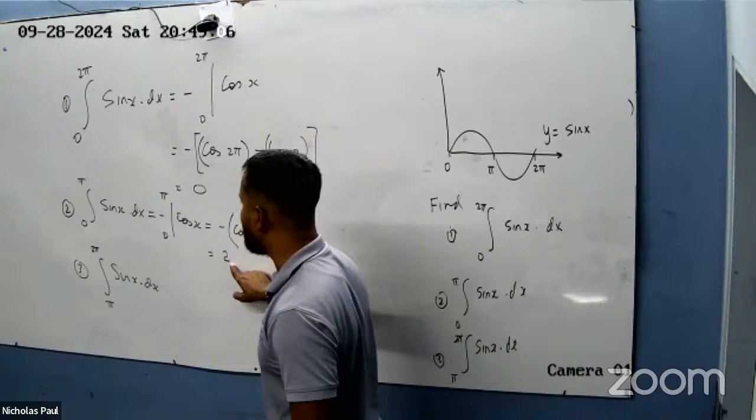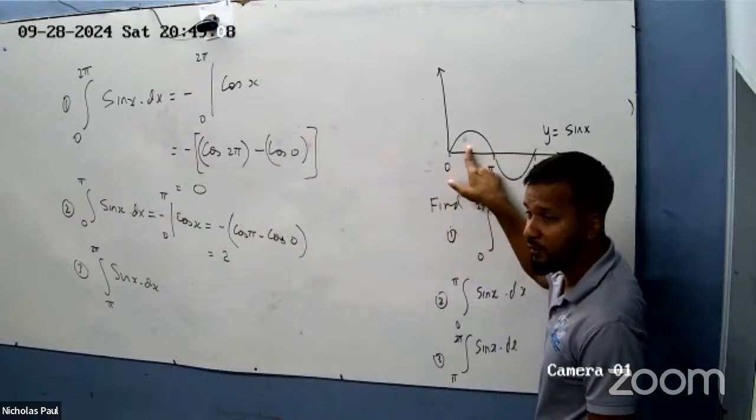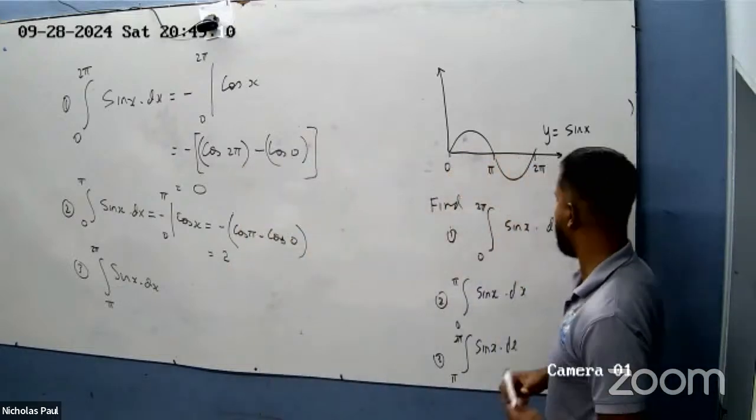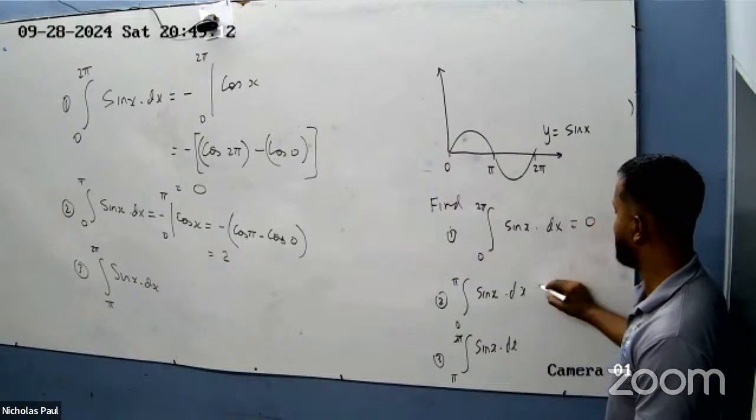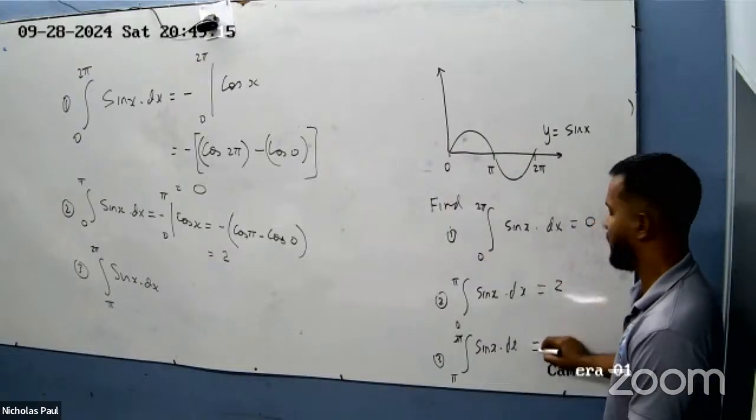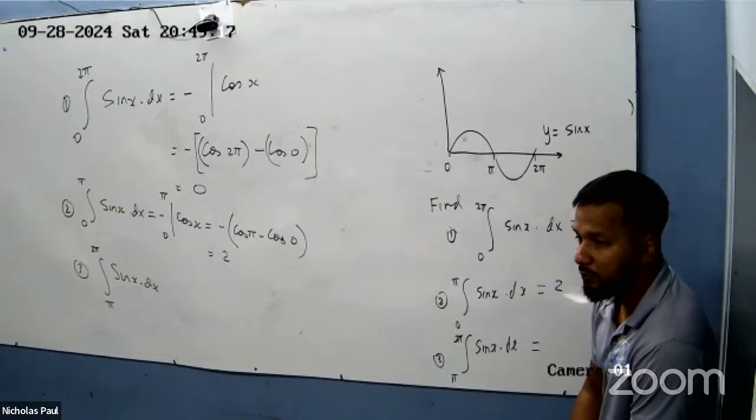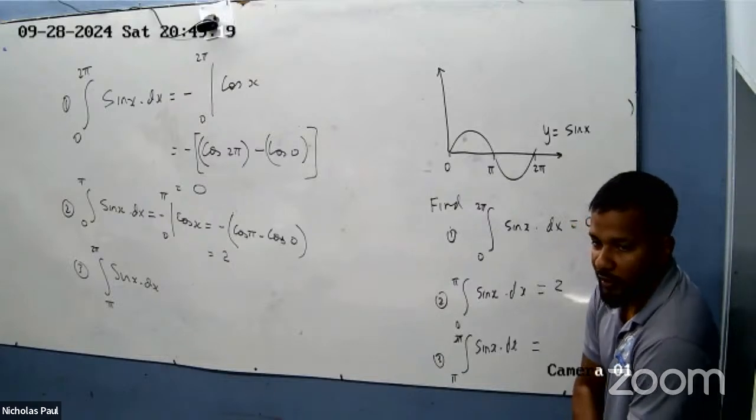So we got 2 units for this here. When you work out this, something happened. So we got 0, we got 2. What's here? What about the last one?